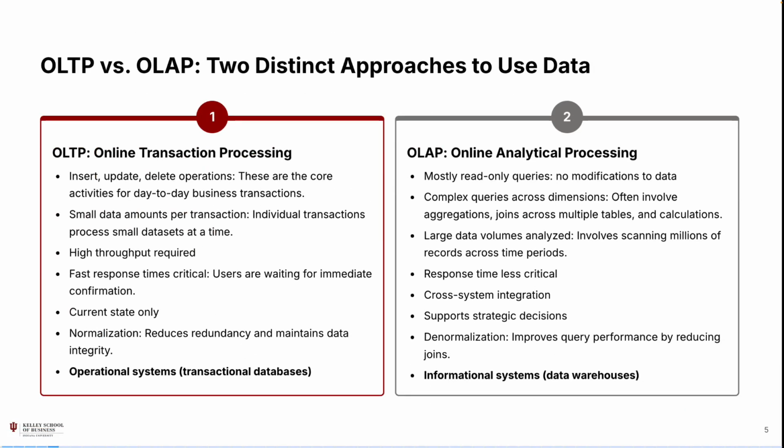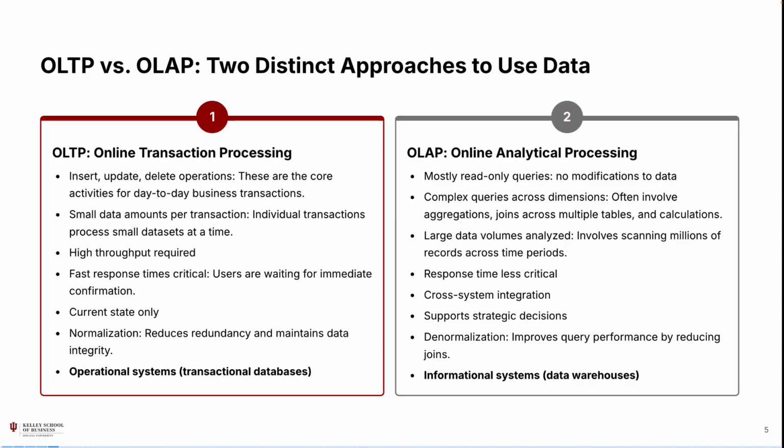There are two different ways that define how we use data: online transaction processing and online analytical processing. OLTP, which stands for online transaction processing, is a do-something-right-now system. When you click buy on Amazon or when a bank processes your withdrawal, that's OLTP. So the characteristics are we perform insert, update, and delete operations constantly and process small bits of data at a time. Here, speed is everything, and the database is highly normalized to avoid data redundancy. And we always focus on the current state.